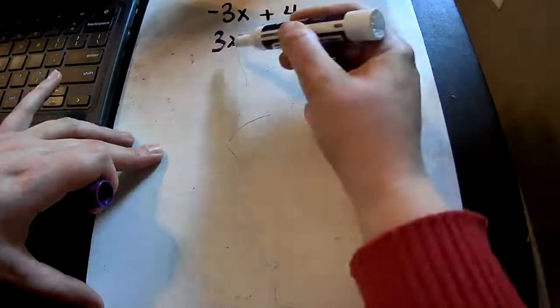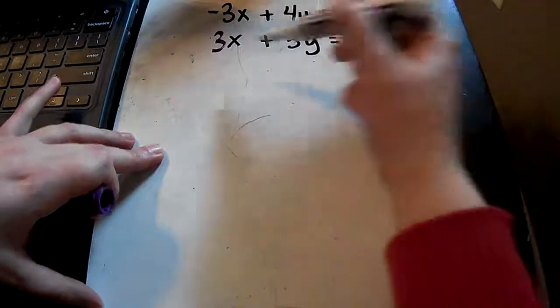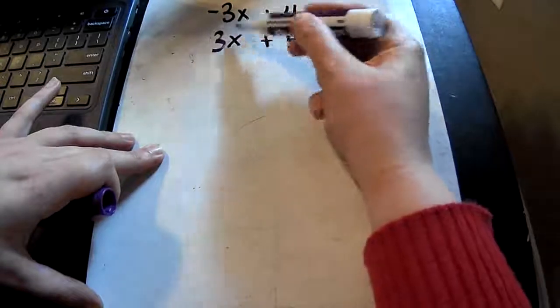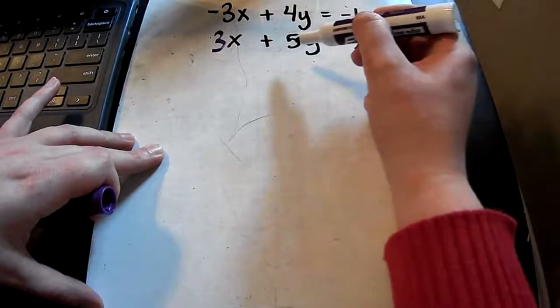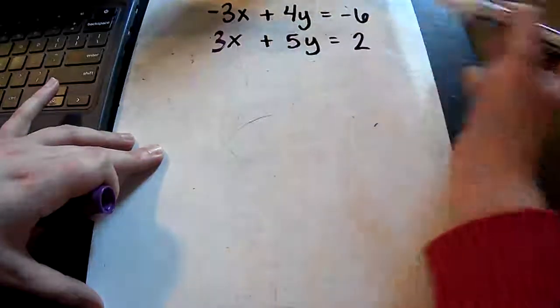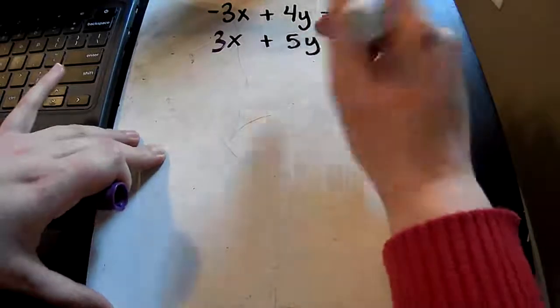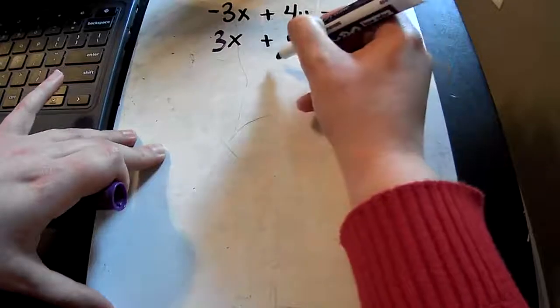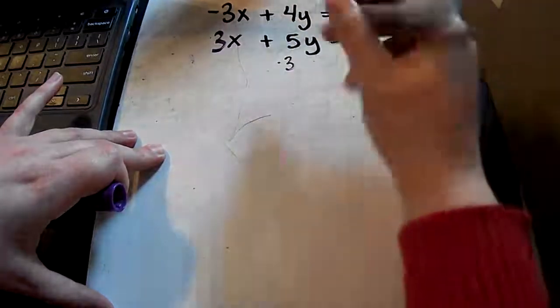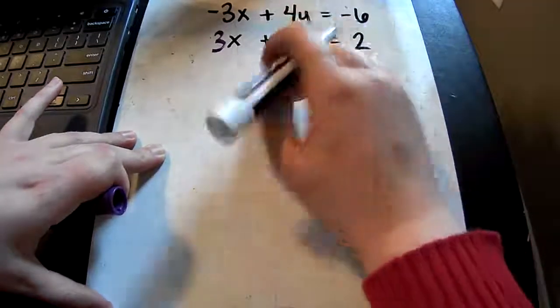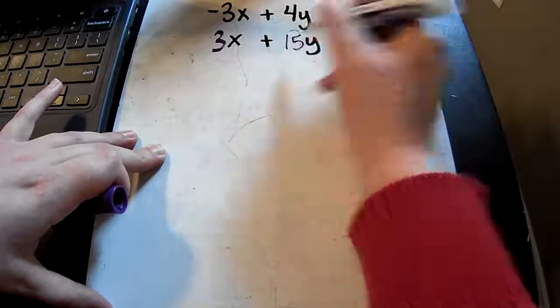Now, I can't just start multiplying one piece by 3, right? If I multiply x by 3 to make it a 3x, then I have to multiply every part of this equation by 3. So that's exactly what I'm going to do. I'm going to take the 5y and I'm going to multiply it by 3. Well, 5 times 3 is going to change this to a 15y.